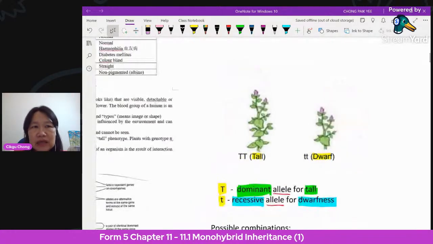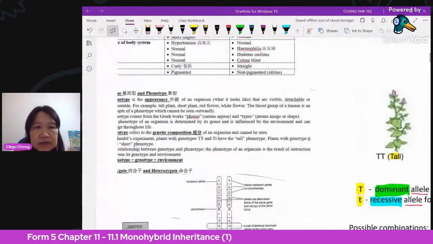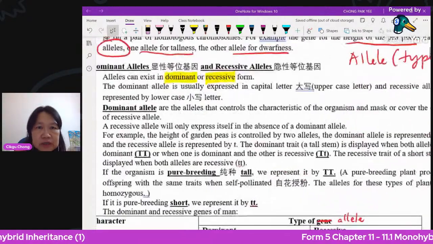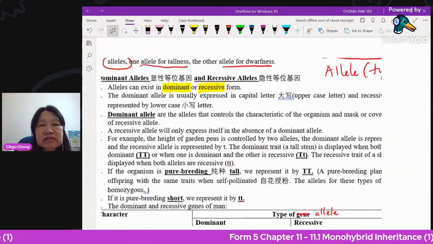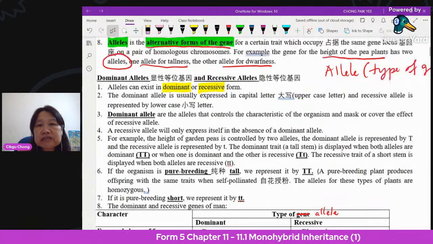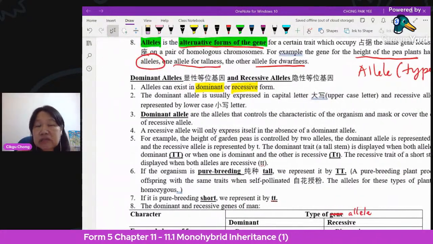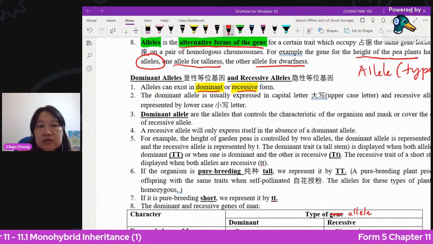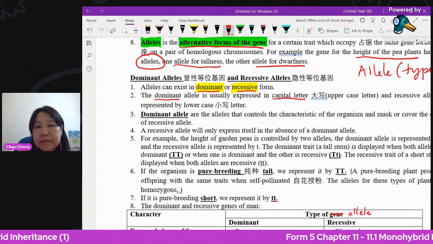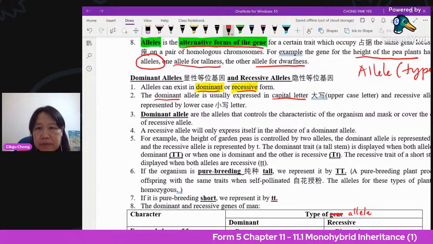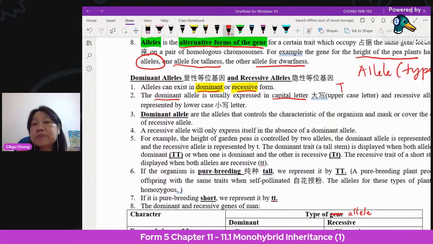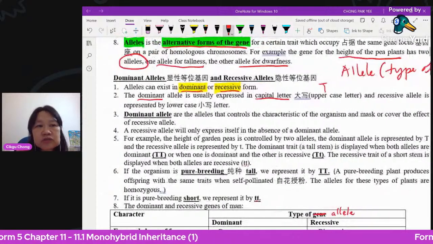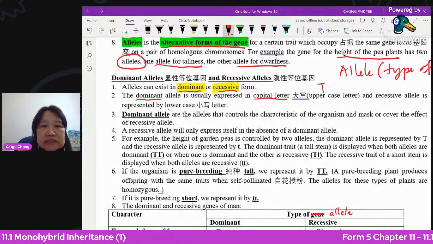Now let's come back to here first. Dominant and recessive. All alleles can exist as dominant or recessive. So alleles can be two types, whether dominant or recessive. Usually dominant is expressed in a capital letter, so we use, let's say, capital T or capital B or capital G. And the recessive will use the small letter, lowercase.